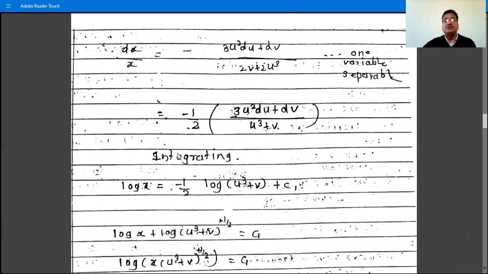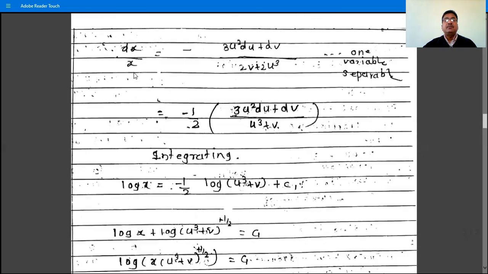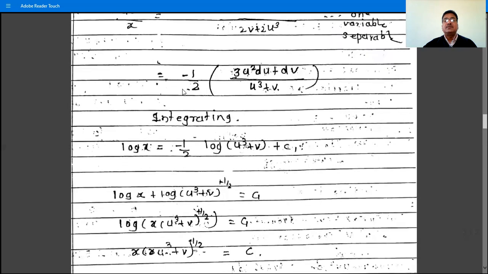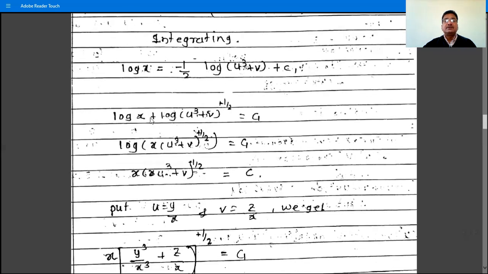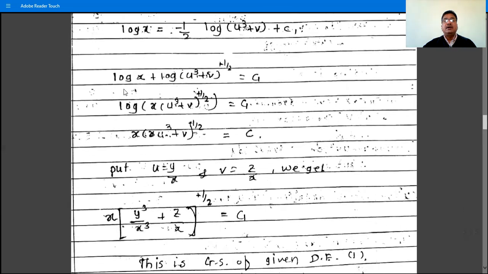And so after integration, the integration of 1 by x is log x minus 1 half this, and the integration of this factor is log of u cube plus v, by using the rule: integration of f dash x divided by f x is log f x plus constant of integration. So shift this term to the LHS, it becomes plus, then using the log a raised to m rule and log a plus log b is log a into b, we have this step equal to a new constant; suppose e raised to c1 is the RHS, and suppose e raised to c1 is c.